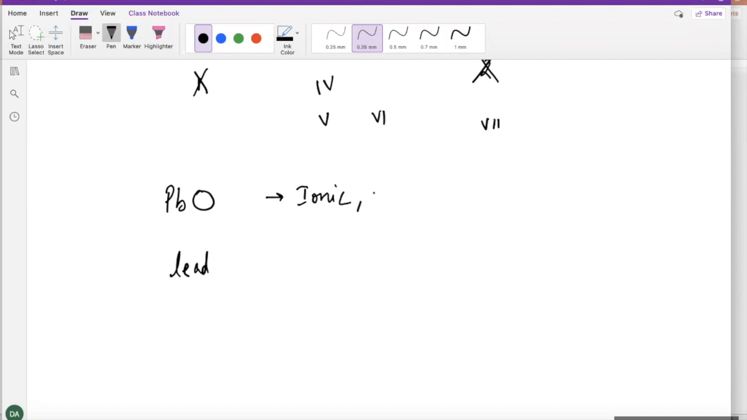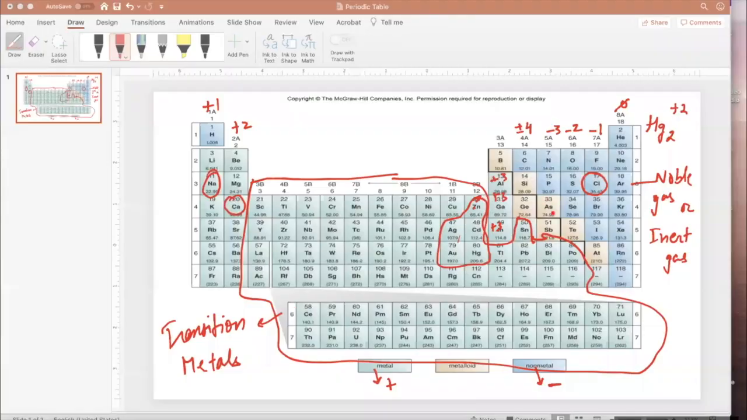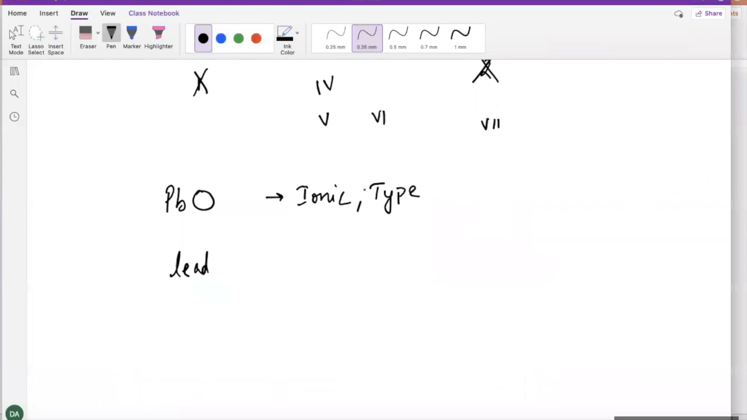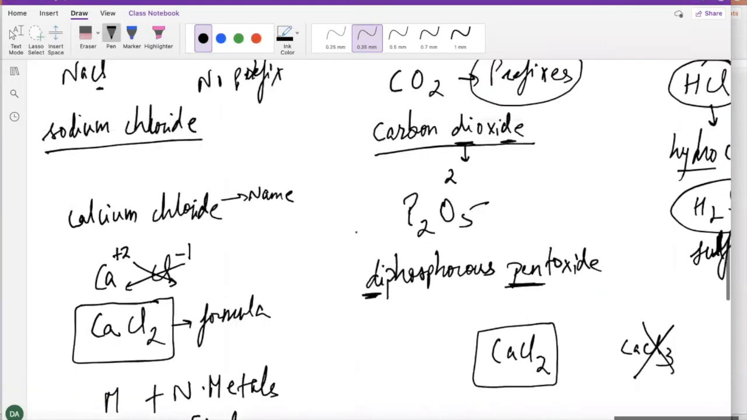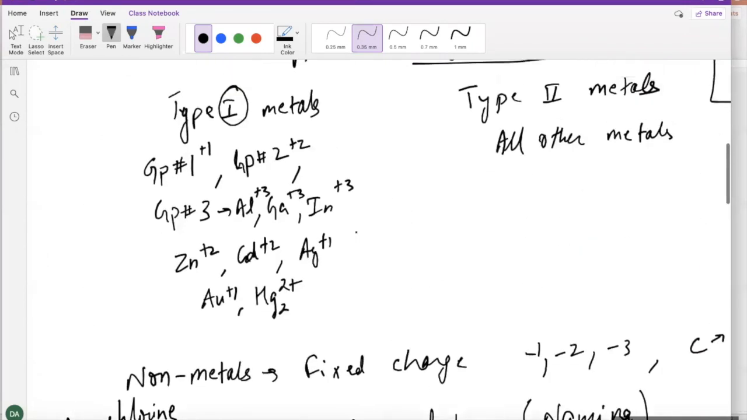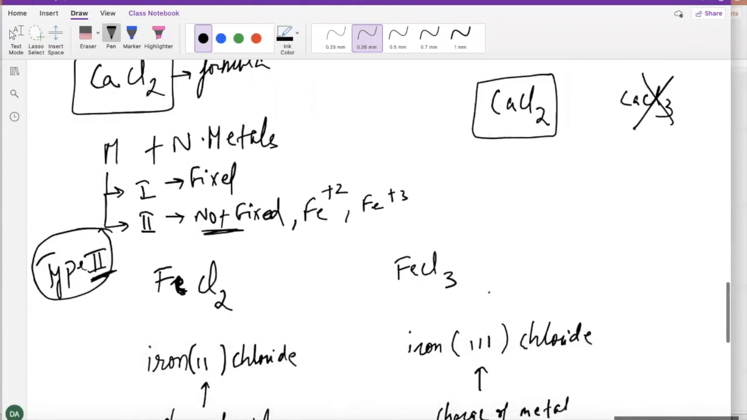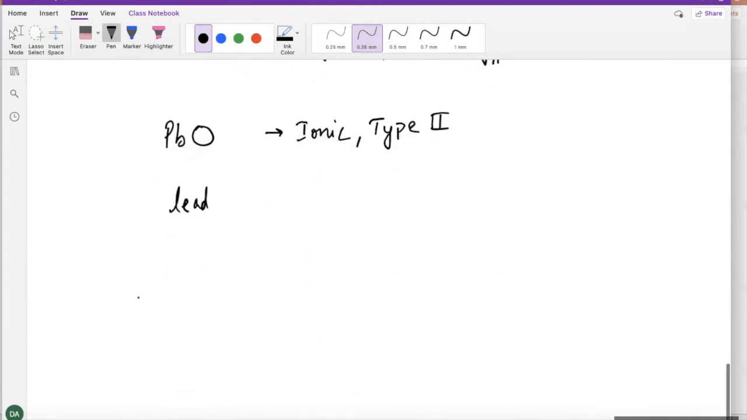Then ask yourself, what type is it? Is it type 1 or type 2? So you go to lead. Lead is sitting here, and this is type 2, no fixed charge. Because again, if you're confused, how do you tell type 1, type 2? Go back to the lecture notes and see. This is where we learned what is type 1 and type 2. Okay. All right. So PbO, ionic compound, and it's type 2, so we do need parentheses. So lead parentheses oxide. But what goes in parentheses is the main question.